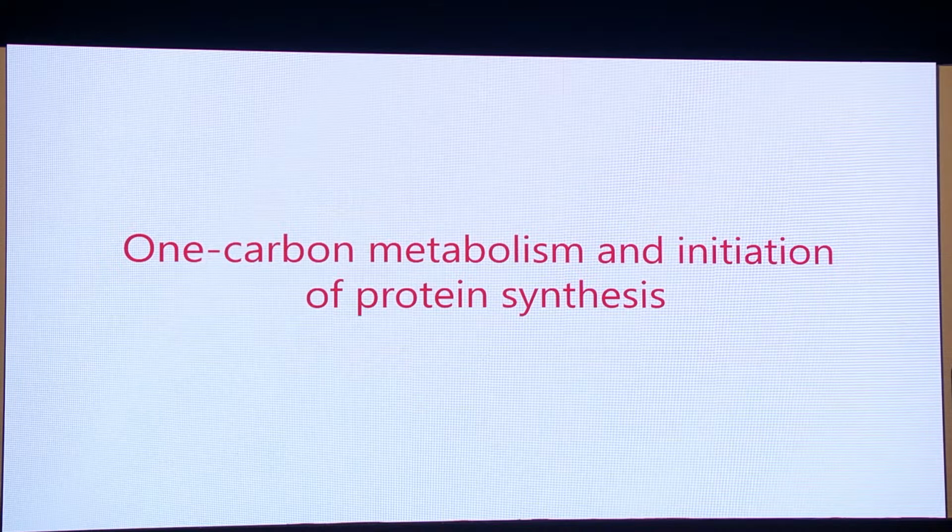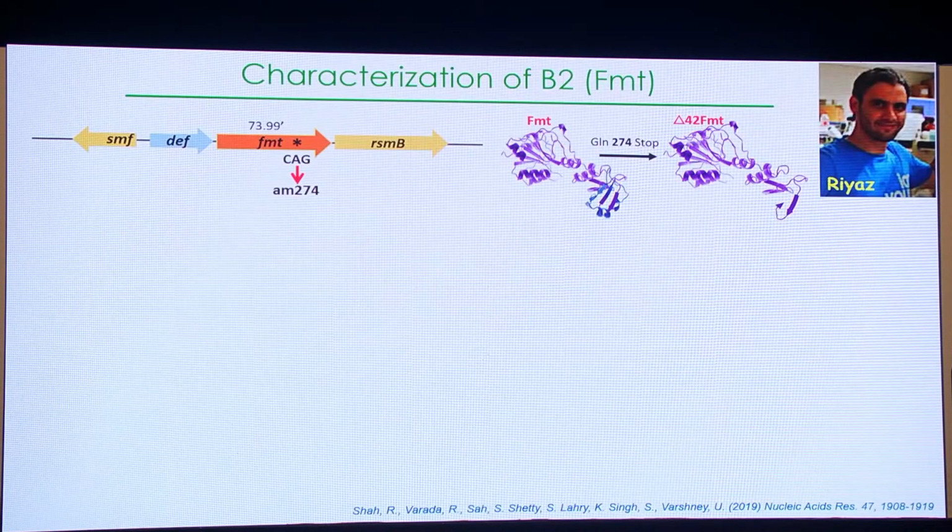Now, let me switch to some of the work that we have done where one carbon metabolism turned out to be very crucial for the accuracy of protein synthesis. One of these examples comes from the suppressor B2, and what we found in B2 was that in the FMT gene, which makes formyl transferase protein, there was a mutation at 274 position where a glutamine codon was changed to an AMBA codon, and a termination at this place will truncate the protein by 42 amino acids.